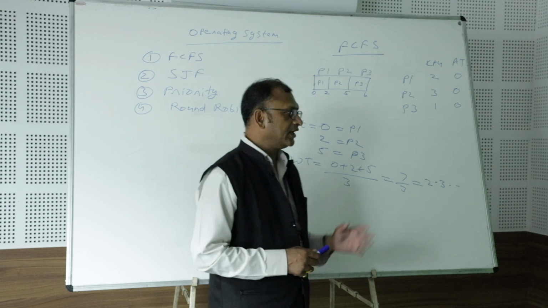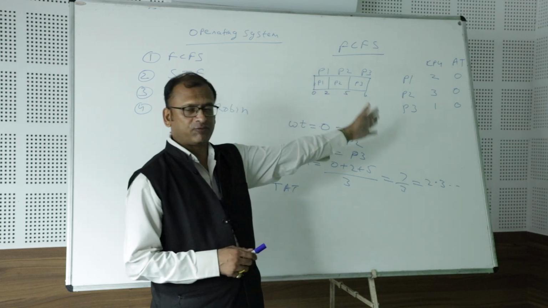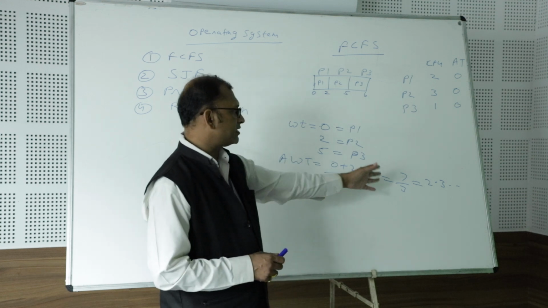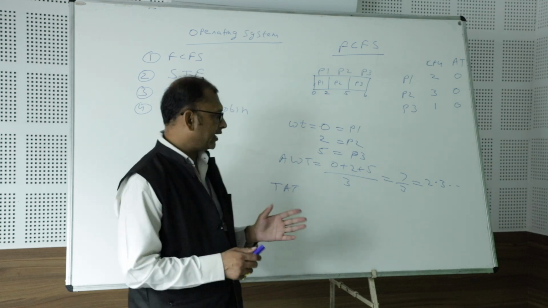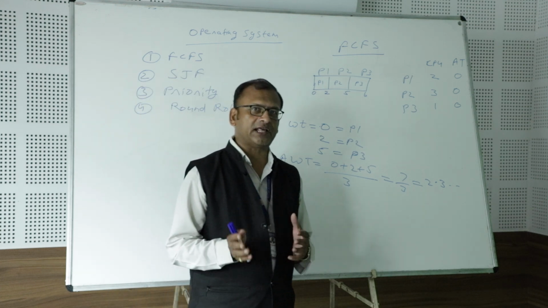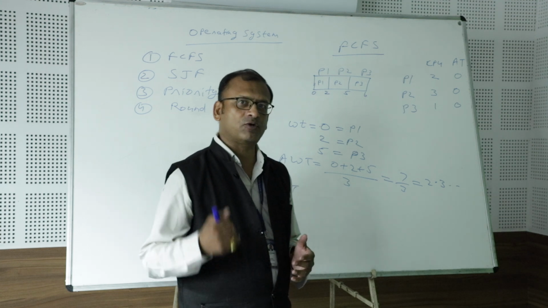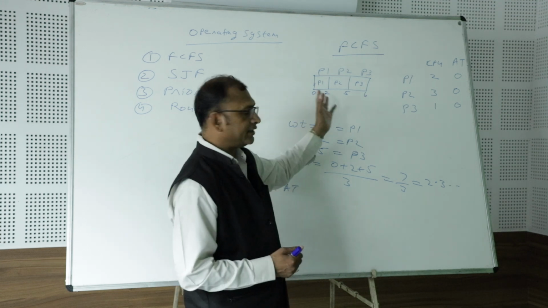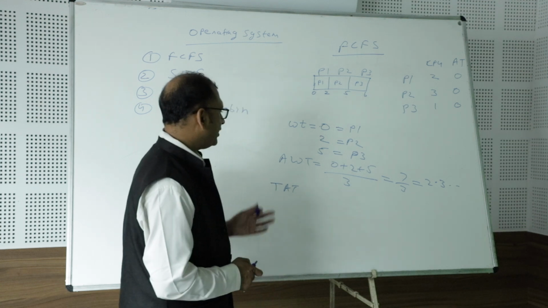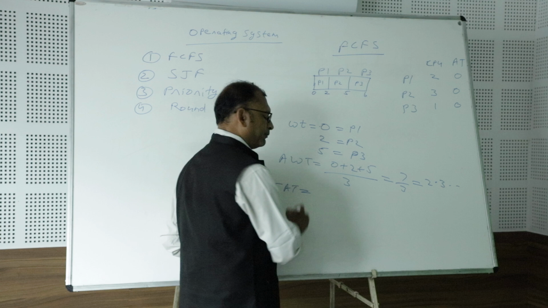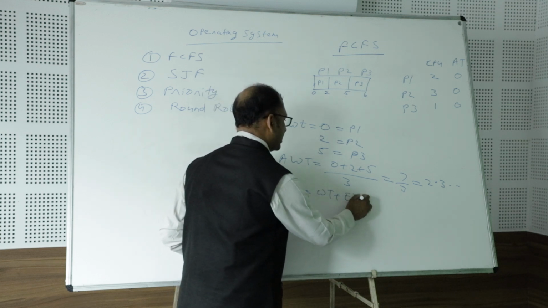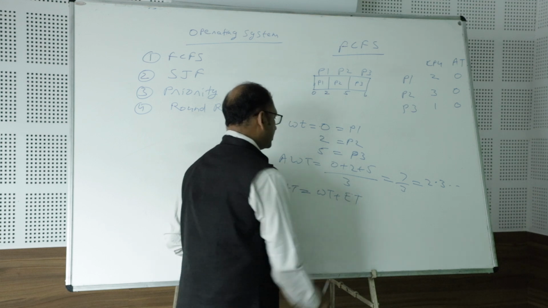So in FCFS, if we have got these processes for this CPU burst, then our average waiting time is 2.3. And now we will be calculating the turnaround time. Turnaround time basically is the total time which the process requires from the very starting when it enters the ready queue till it completes its execution. So turnaround time will be nothing but the waiting time plus the execution time.